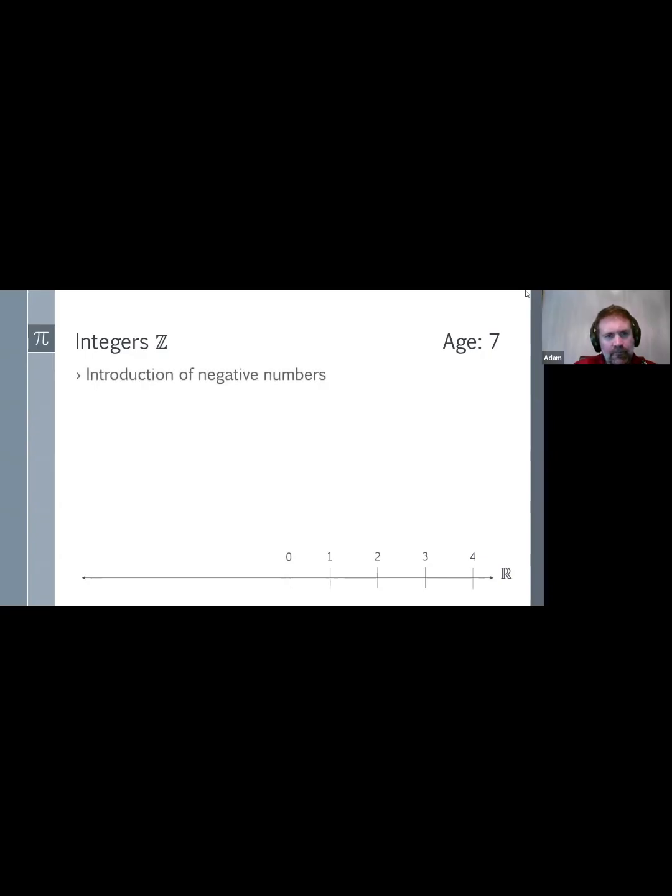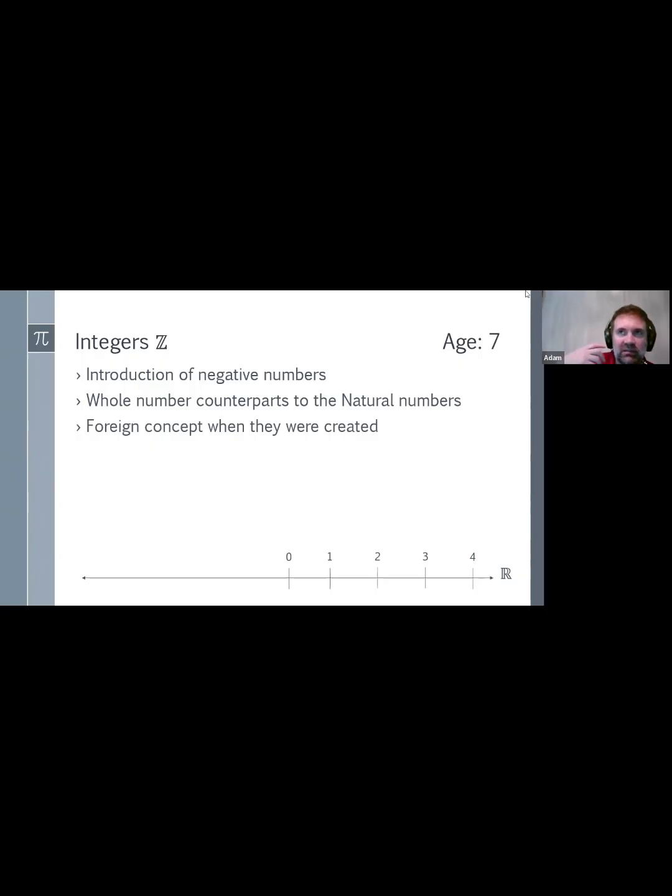So this is the introduction of negative numbers. Basically, it's the whole number counterparts to the natural numbers. So we're including -1, -2, and those types of things. At the time we came across these negative numbers, it was kind of a foreign concept because people back then didn't have negative stuff. They didn't understand negative stuff.